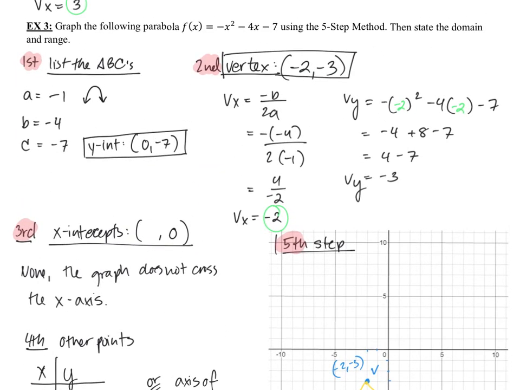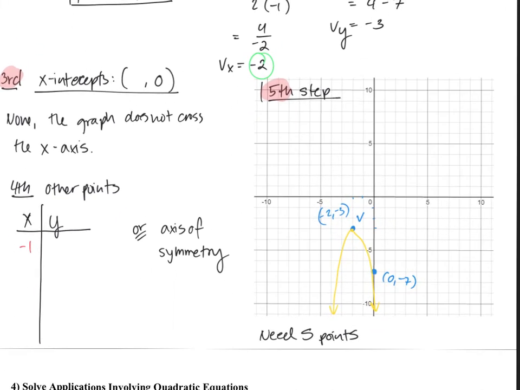Well, let's take a look at our equation here. It's negative x squared minus 4x minus 7. So let's write that down. -1 squared minus 4 times -1 minus 7. And that's going to equal -1 plus 4 minus 7. So that'll be -8 plus 4, which is -4. Okay, so we have found one other point, -1, -4. So let's see, -1, -4 right there.